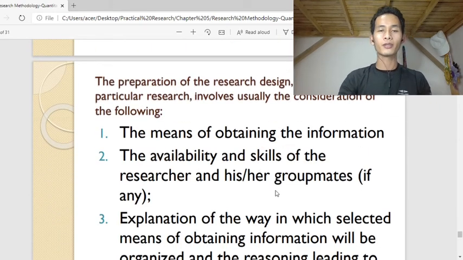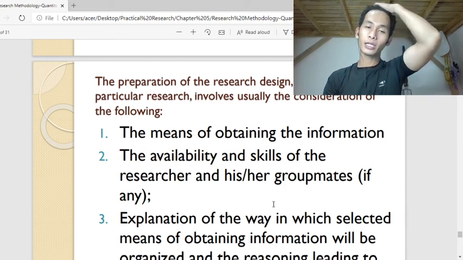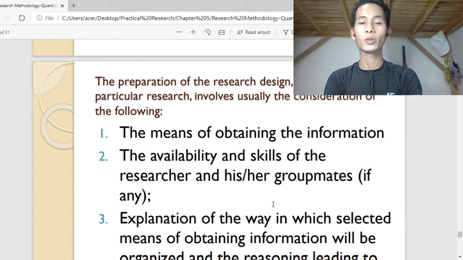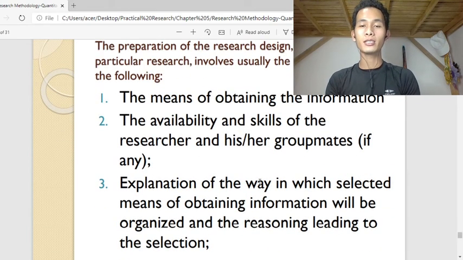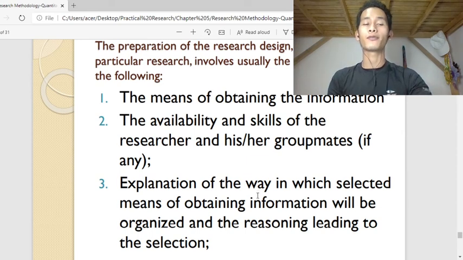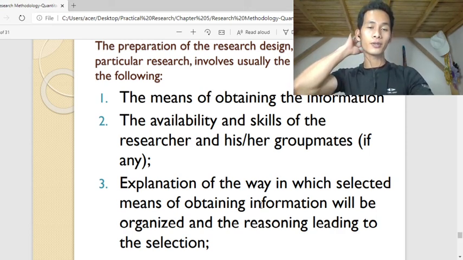Now, the preparation of the research design appropriate for a particular research usually involves consideration of the following. First, the means of obtaining the information. How are you going to obtain the information, especially this time that we are experiencing a health crisis? In conducting your research, take note that you have to consider what will be the means of obtaining the information. Second, the availability and skills of the researcher and his or her group mates, if any.